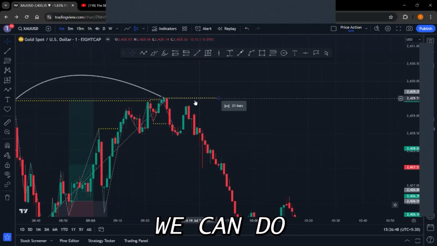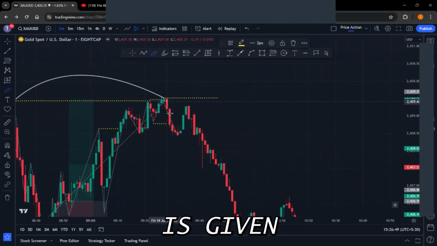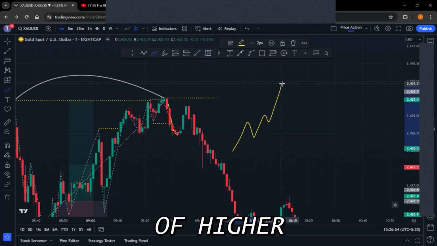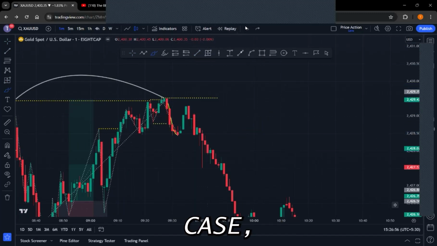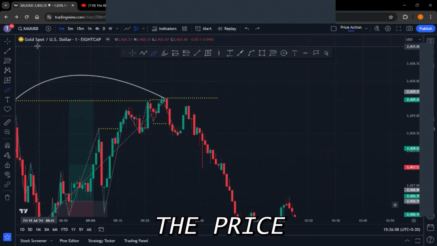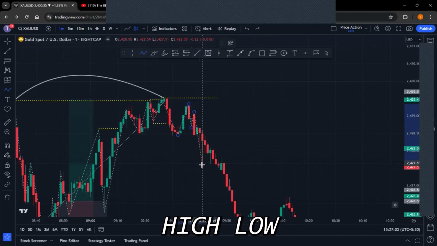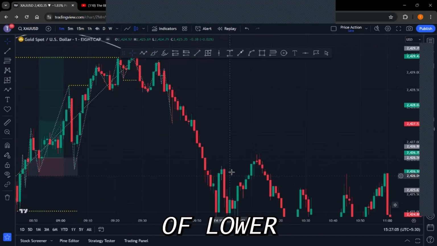So what we can do from here is, as I told you, once the price has given us the inducement, if the price really wants to go towards the upside, it will create another series of higher highs and higher lows. But in this case, that is not happening. In this case, the price created a series of lower high, lower low, lower high, lower low. Right, price is creating a series of lower highs and lower lows.